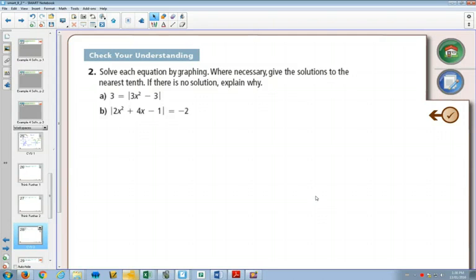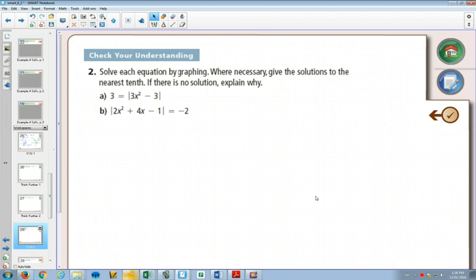So for this example, as opposed to the last example, when we read through it, it says, where necessary, give your answers to the nearest tenth. That means your answers aren't going to be nice values. The last one we could graph by hand, and they were nice values. Because this one says to the nearest tenth, we already got an idea that they're not going to be nice values. So whenever it's to the nearest tenth, you have most likely an option of a calculator.